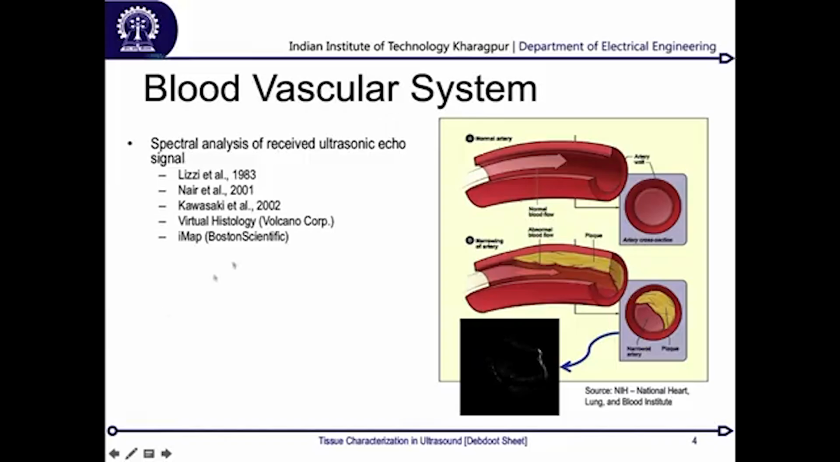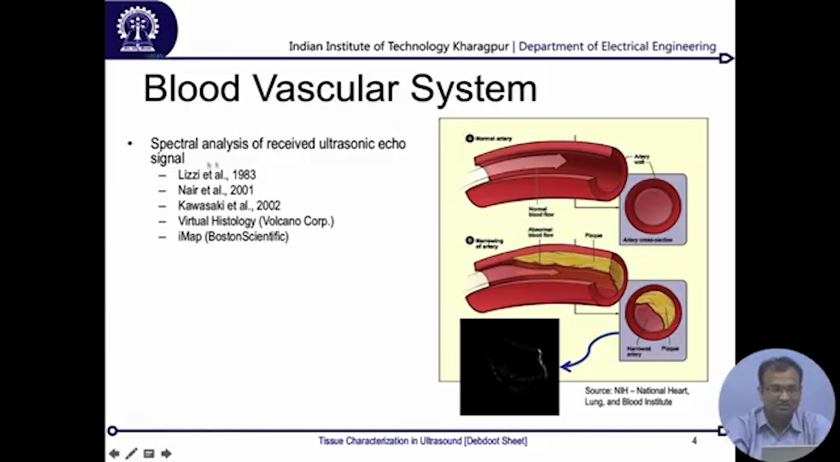Although the emitted signal was a very narrow band, precise 20 megahertz emission, the received one is wide band, so it's centered almost at 20 megahertz, but the bandwidth is much higher. That kind of analysis is called spectral analysis. It was started somewhere in 1983 by Lizzi, and it continued, and we have two commercially available products called Virtual Histology from Volcano and iMAP from Boston Scientific, which make use of these methods in order to characterize tissues.